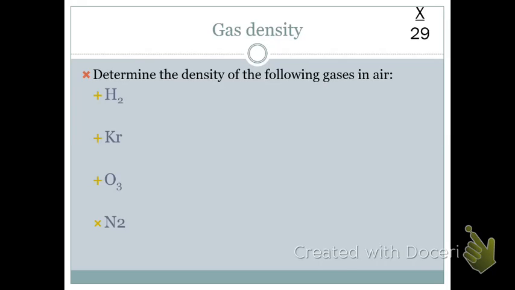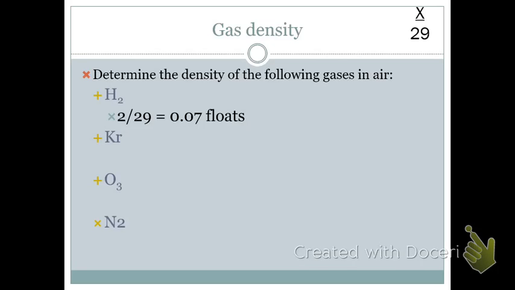So pause the video right now and do hydrogen and see if you can give me the density as well as whether it's going to sink, float, or hang suspended. And then press play when you're ready. For hydrogen, you should have gotten 2 over 29, which is 0.07. Therefore, since it's less than 1 in density, it's going to float.